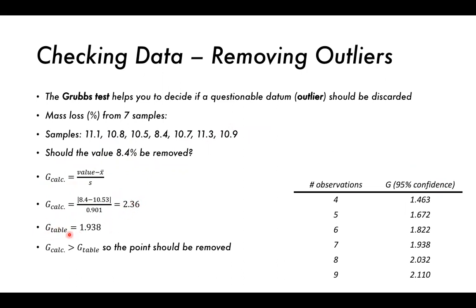Now we look up the G table for this 7 data point set. So the number of observations here is 7. This is different from the t-test or the F-test, where we were looking at degrees of freedom. In the Grubb's test, we're simply looking to see how many data points there are, or in Grubb's nomenclature, the number of observations. So the number of observations in our data set is 7. So the G table value for that would be 1.938. Now we compare that value to our calculated value, and we see that the G calc is greater than the G table. And so this tells us that the point should be removed. Had G table been equal to or greater than G calc, then we should keep the outlying data point that we were considering removing.